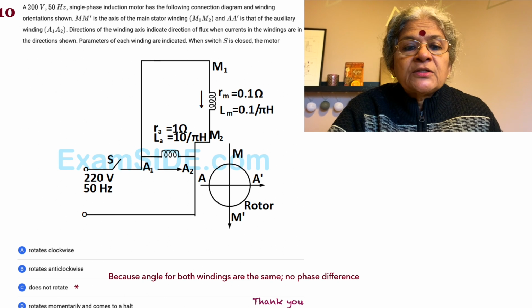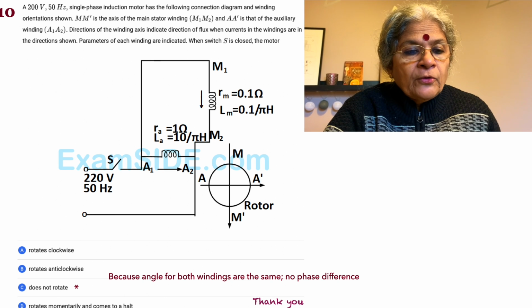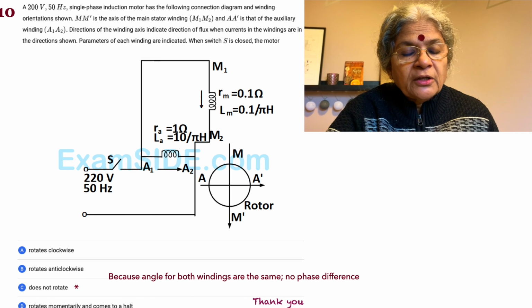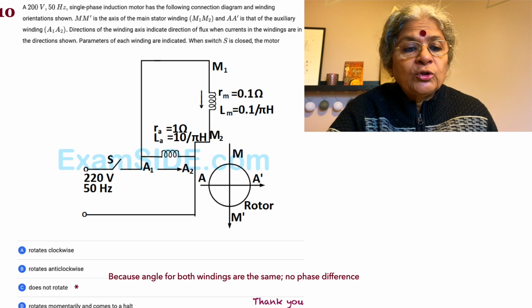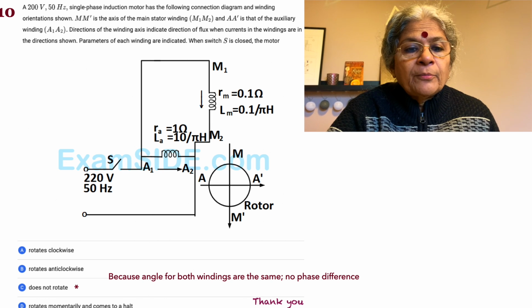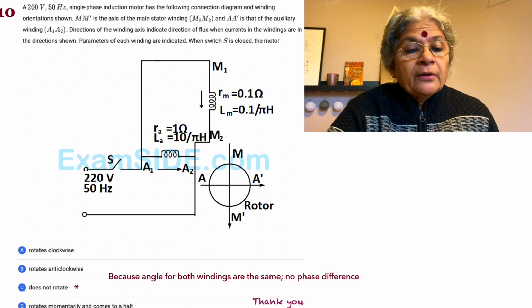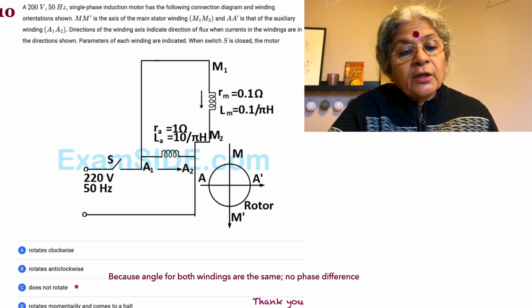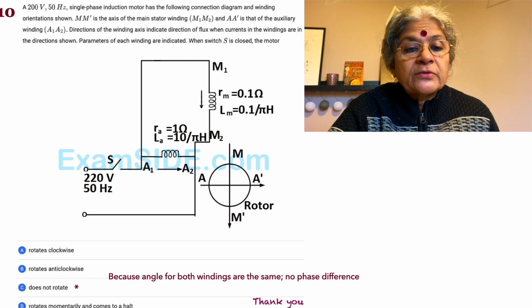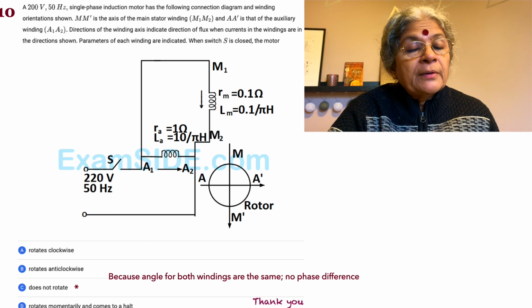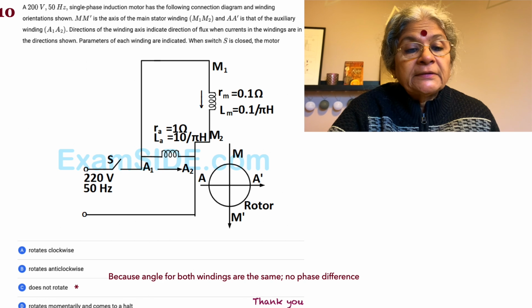When switch S is closed, what happens to the motor? Does it rotate clockwise, or anti-clockwise, or does it not rotate, or rotate momentarily and come to a halt? So what happens? Obviously both the windings are connected exactly across the same supply. Both are inductive, and there's no capacitance at all. So of course there is no phase difference, and because they have the same, let us have a look at the angle.